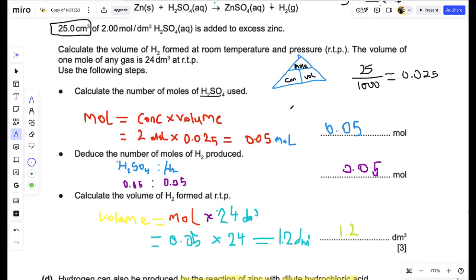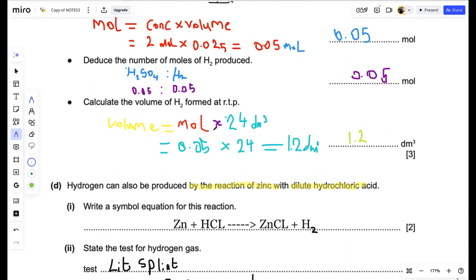Just now we used one volume formula. We said mole equals concentration times volume. There's another formula for volume, another triangle, because there are 2 triangle formulas you need to remember in the exam. The second formula for volume is that volume is equal to mole times 24 dm cube. So this is the second volume formula.